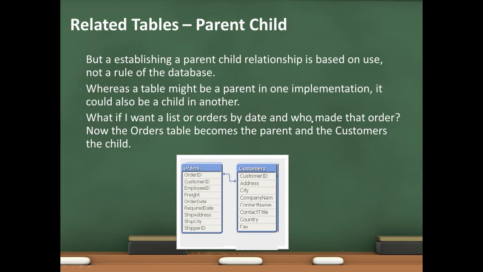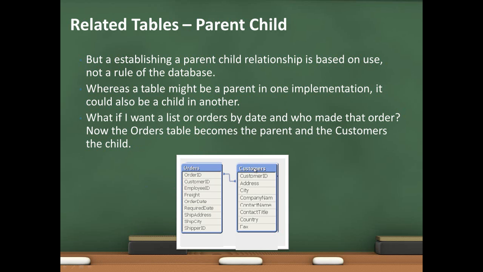Here's an example on this slide. What if I want to know all the orders by customer on a particular date? If that was the case, then all of a sudden I'm changing that whole philosophy behind what I just showed you. All of a sudden I want my orders table to be my parent table, and I want my customers to be my child.